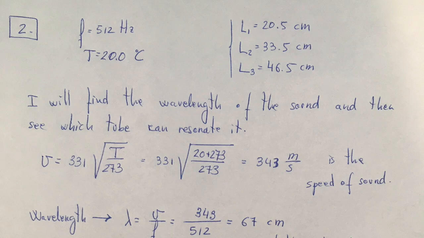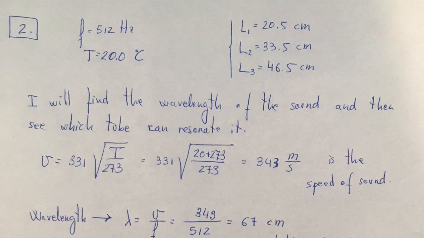Okay, so let's find first that wavelength of the sound. We know that the velocity is just 331 times the square root of T over 273, where T is the temperature in kelvins. So if I substitute that 20 Celsius into that expression, I found that the speed of sound there is 343 meters per second.